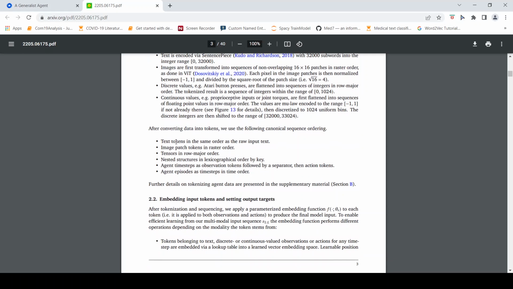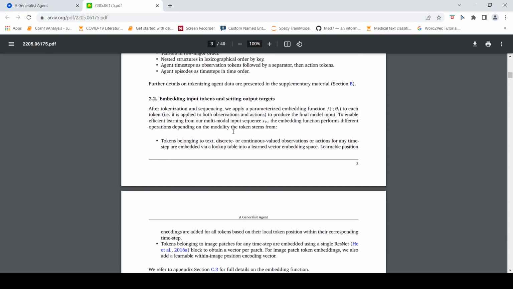So if it is text, the tokens are in the same order as the raw input. If it is image patch tokens, then it is raster order. If it is tensors, row-major order. If it is agent time steps, then observation tokens are followed by a separator, then action tokens. So depending upon the various modalities of input, you have this.